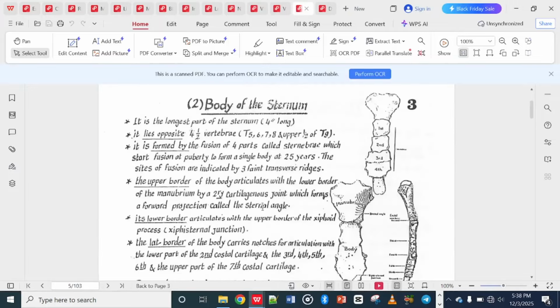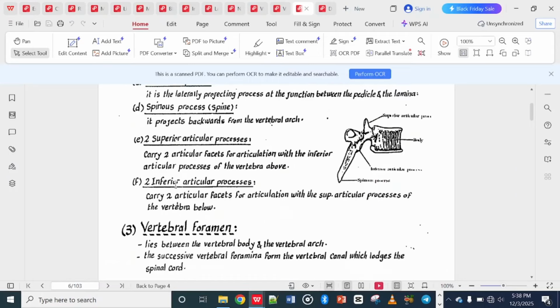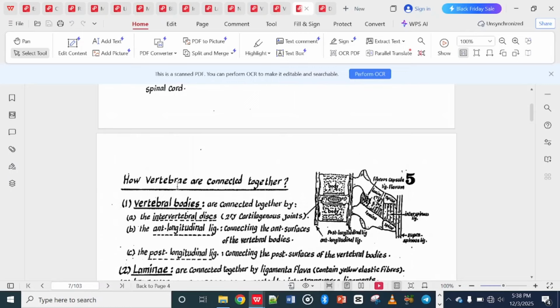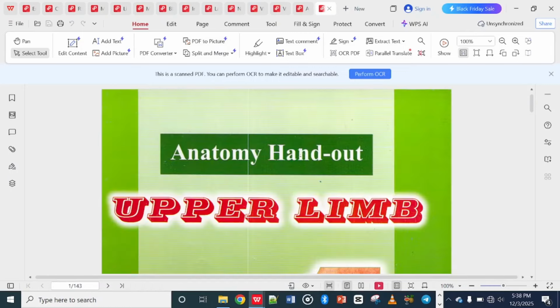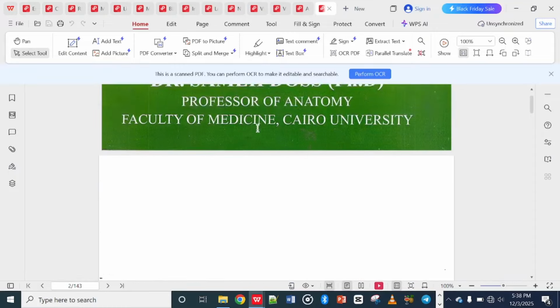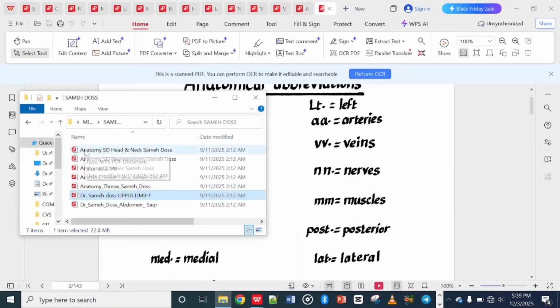For example, if you want to learn about the thoracic vertebrae, now you're going to know, okay, there are 12 thoracic vertebrae. You know that, okay, this is the structure, the two main parts. You have the vertebral arch and the body. Then they now talk about it, it's just something compressed for you to understand the basics of it. And Samedos has many volumes. They have the upper limb, they have the thorax. This one is the upper limb. Look at it here. You have the head and neck, you have the neuroanatomy, pelvis, lower limb, thorax, upper limb, and abdomen. Samedos has all of them.